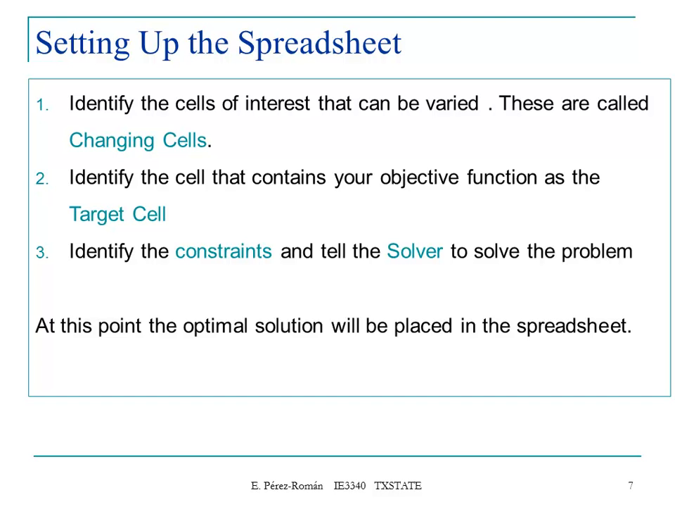Identify the cell that contains the objective function as your target cell. You're going to have an independent cell that contains your objective function, and once you solve the problem, the objective value will be displayed in that cell. And lastly, we have to identify the constraints and tell the solver to solve the problem. At this point, the optimal solution will be placed in the spreadsheet: the objective function value and the decisions for the changing cells, which are the decision values.